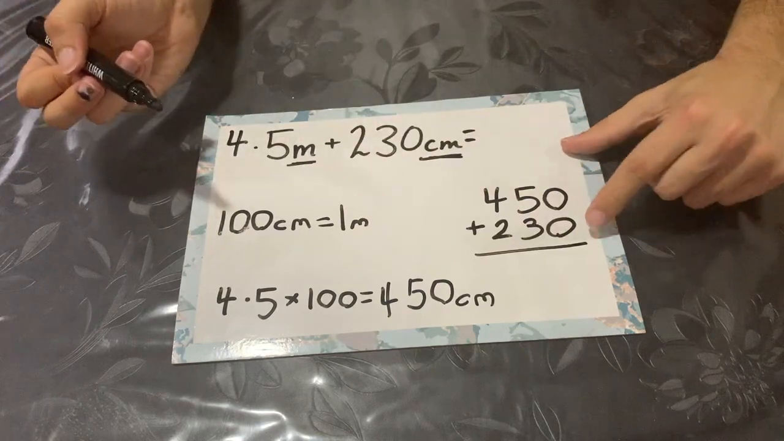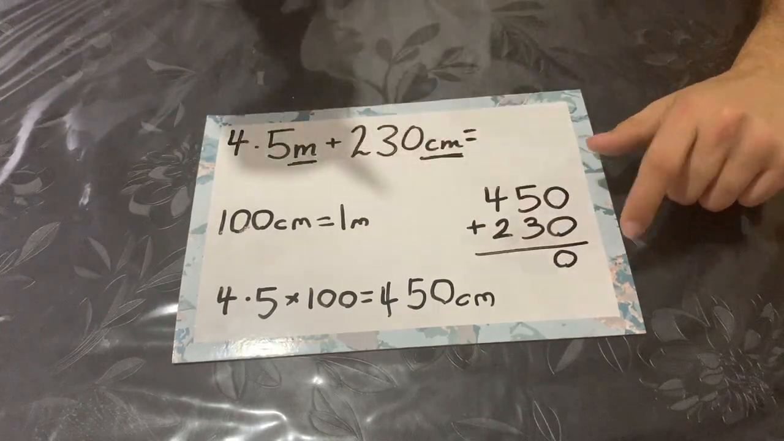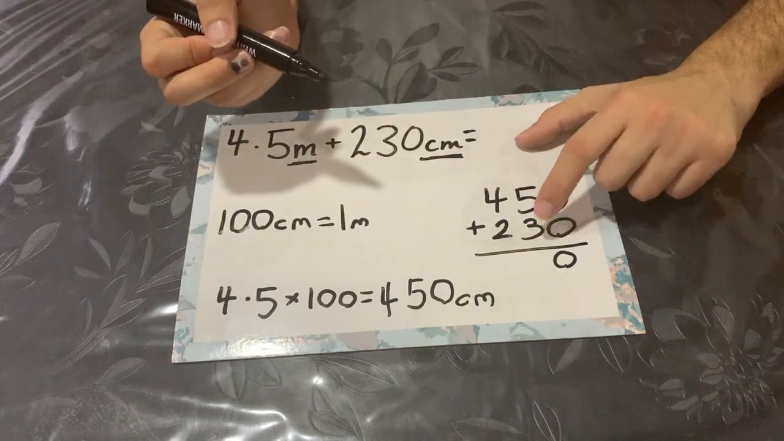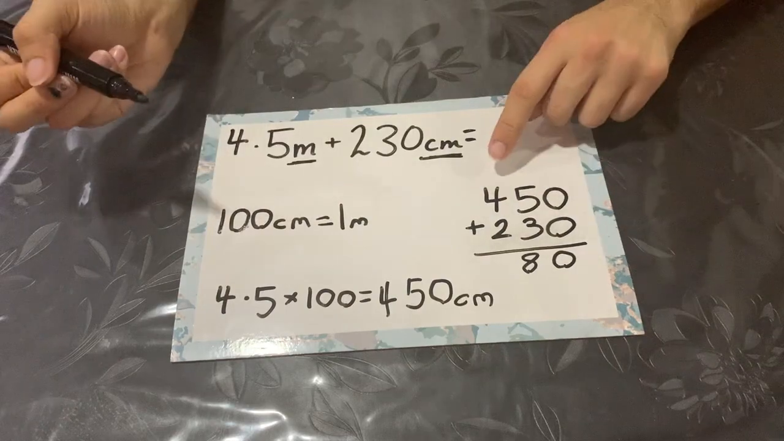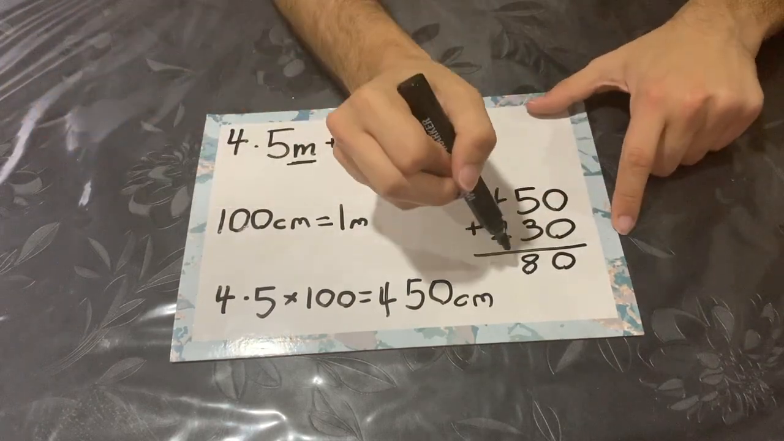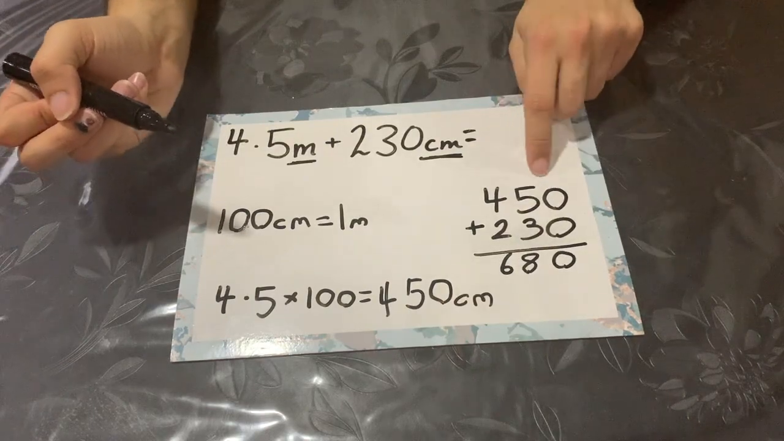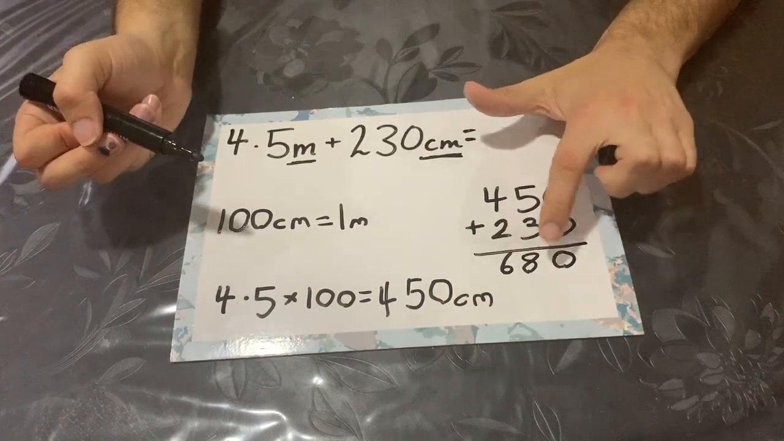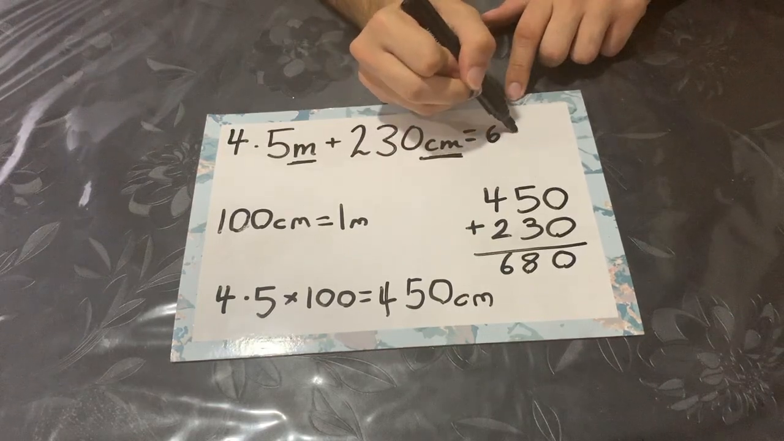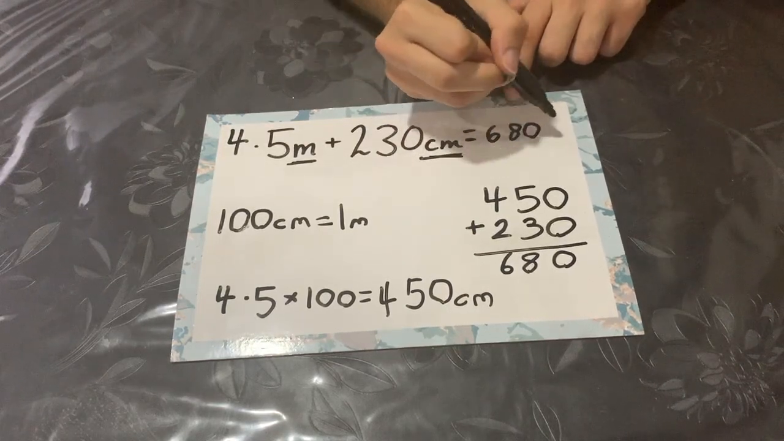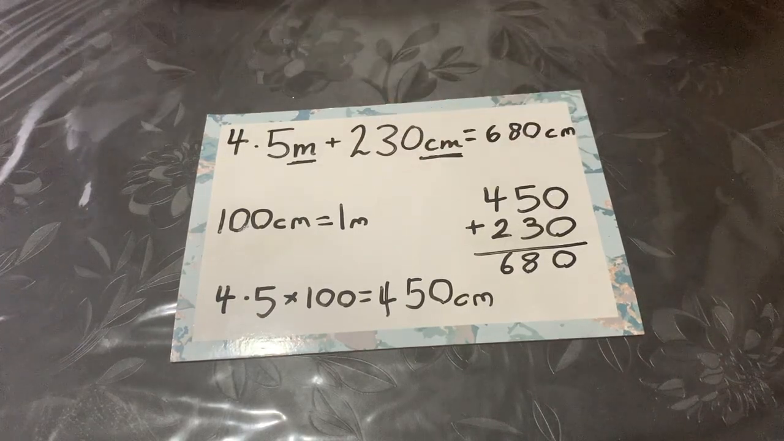So I'm going to start with my ones, which is 0 add 0, which makes 0. 5 add 3 makes 8. And 4 and 2, which makes 6. So my answer is 680 centimeters. Always remember to write your unit of measurement in your answers.